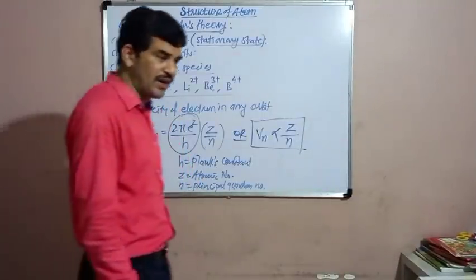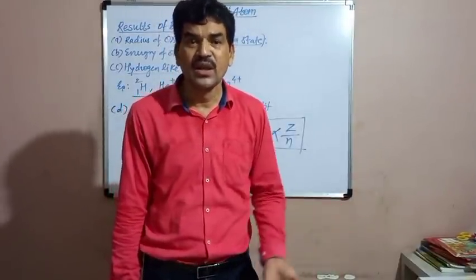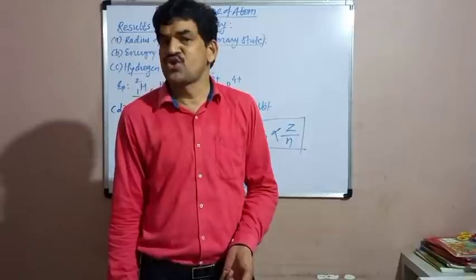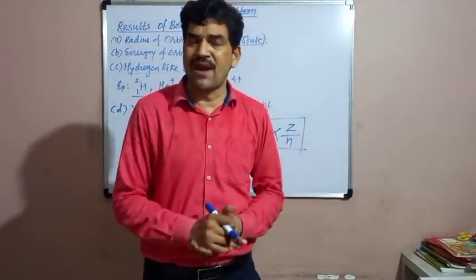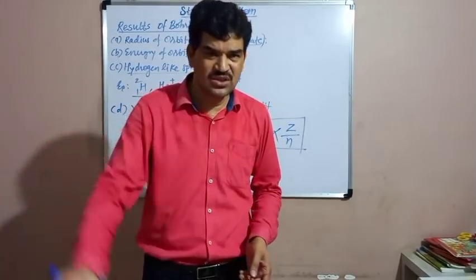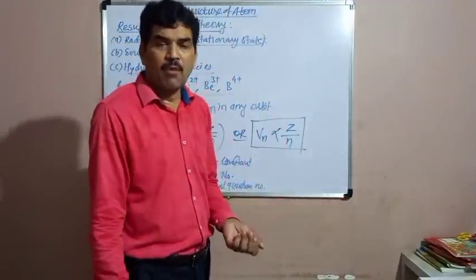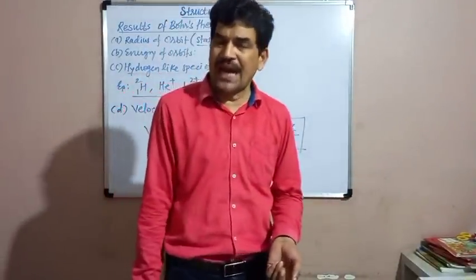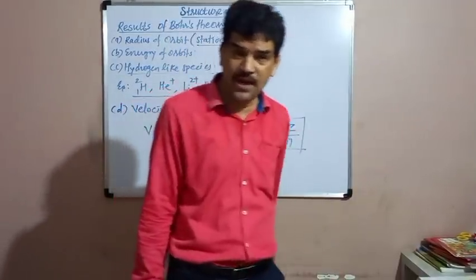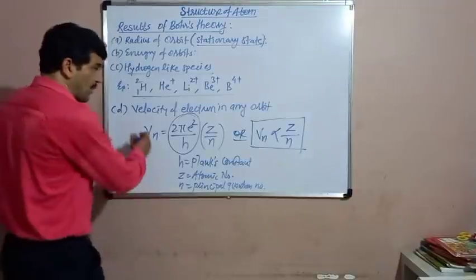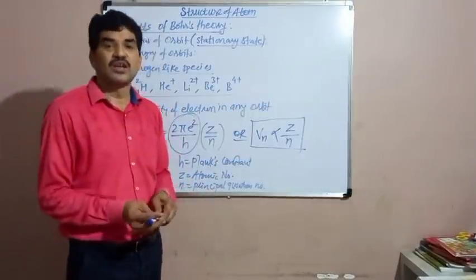With the help of Bohr's theory, it is possible to calculate the radius of the orbit and then the energy of the orbit in the hydrogen atom. Then Bohr's theory is also applicable to the hydrogen-like species. For the hydrogen-like species, the value of Z is not equal to 1, it is different. It may be 2 or 3 or 4 or 5. We can apply Bohr's theory to the hydrogen-like species. In the hydrogen-like species, we can calculate the radius of the orbit as well as the energy of the orbit. Further, we can calculate the velocity of electron in any orbit by using this formula. So this is the result of Bohr theory.